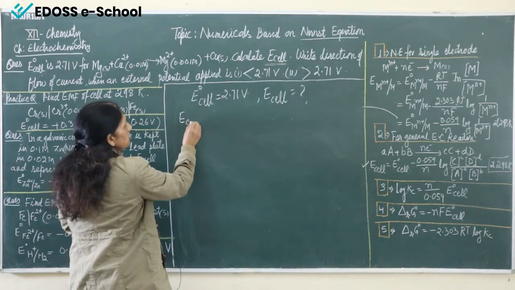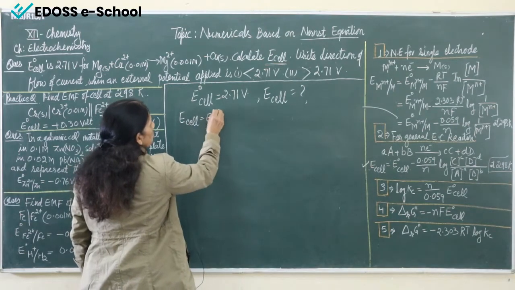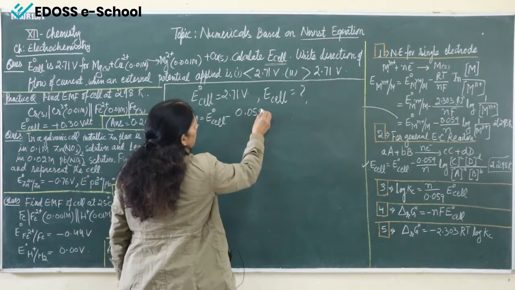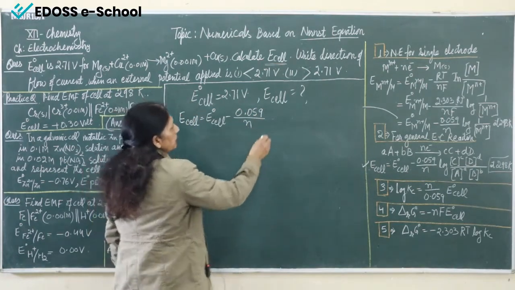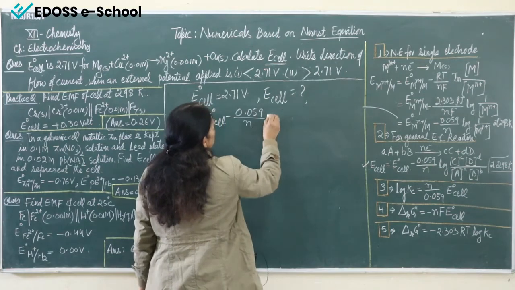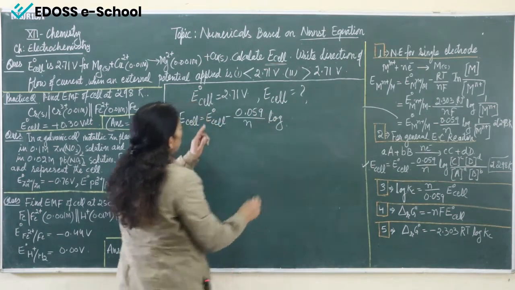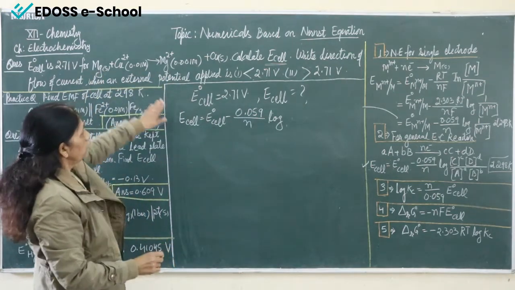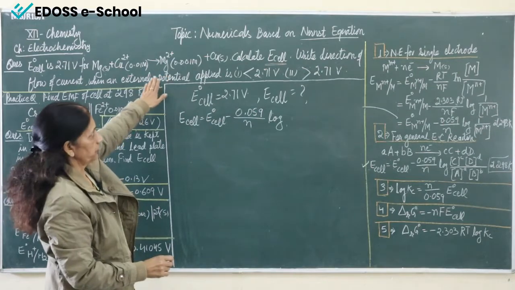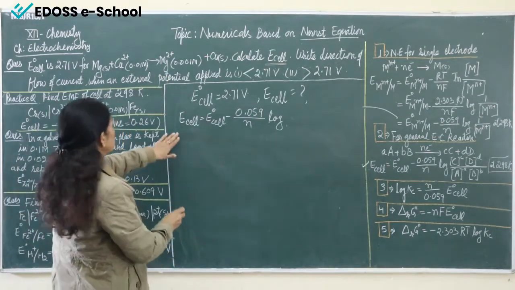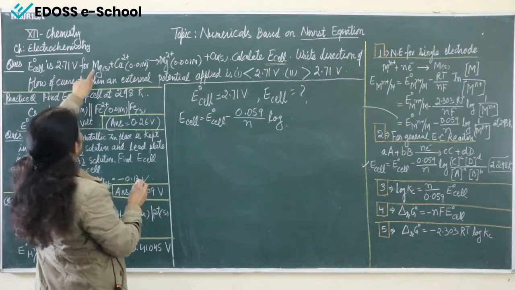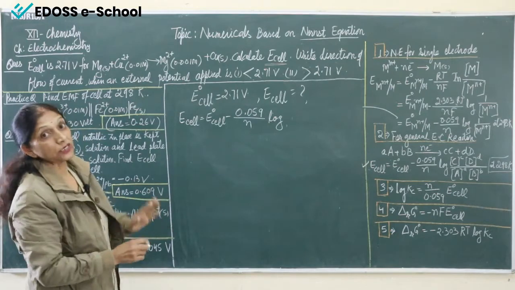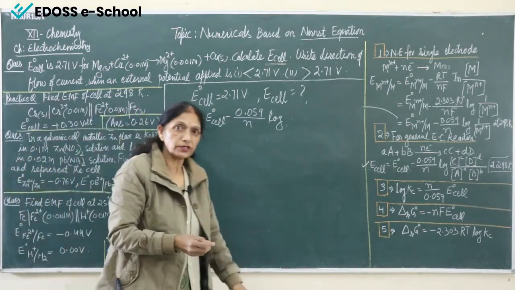E of the cell is equal to E naught of cell minus 0.059 upon n, and this is the concentration log. Now this is the equation. So before doing this, we have to write the equation also. See here, this is magnesium, and how will we find out which is reactant and which is product, which is anode and which is cathode?